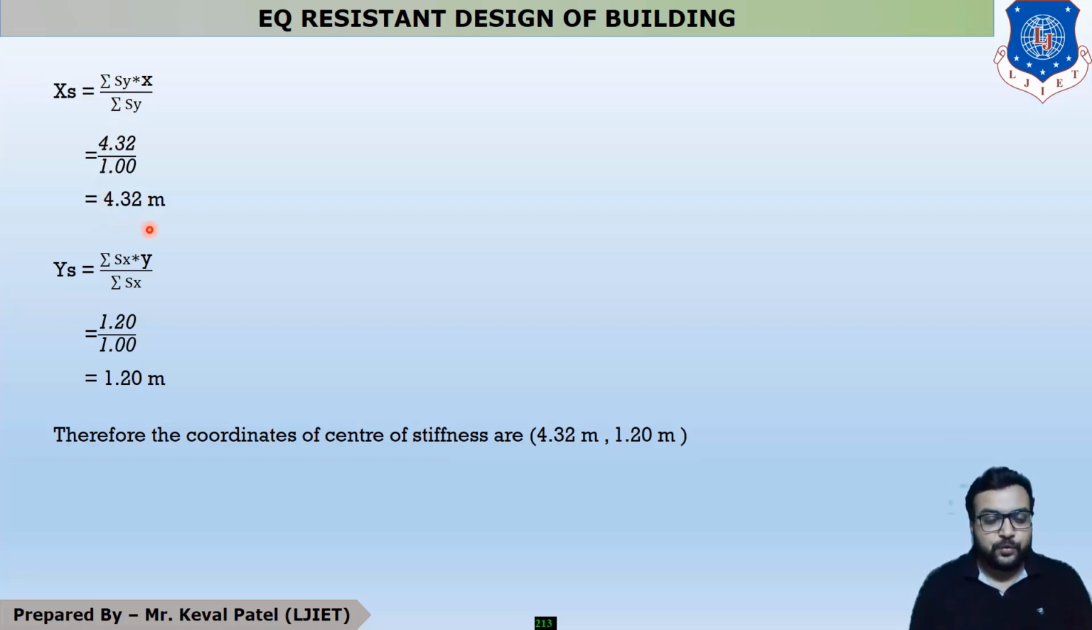So your answer is 4.32 in x direction. And similarly, whenever you have to find the center of stiffness in y direction, your multiplication must be y. So our equation is summation of Sx into y divided by summation of Sx. Your answer is 1.20 meter. So the final answer for the coordinates of the center of stiffness is 4.32 and 1.20 meter.